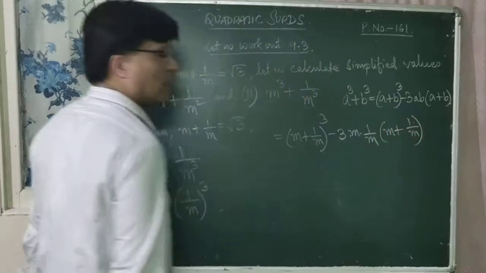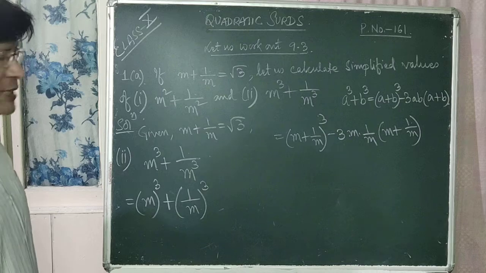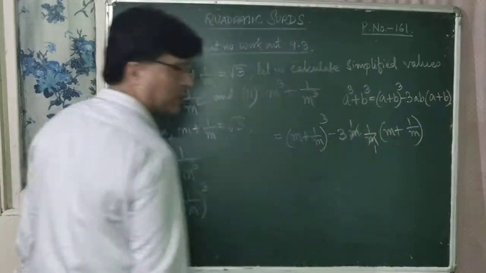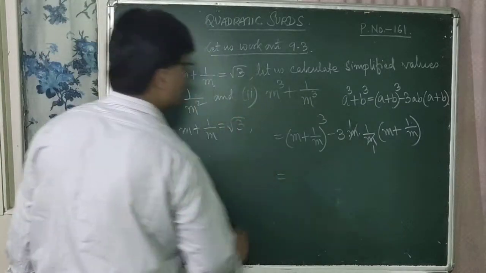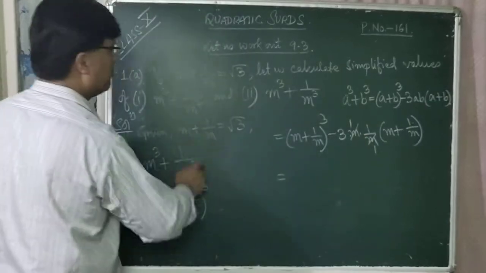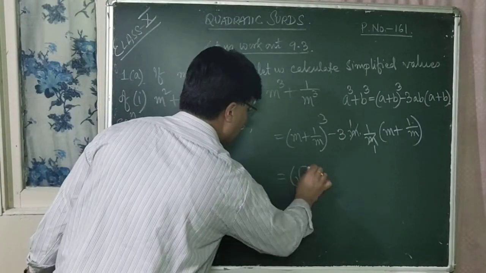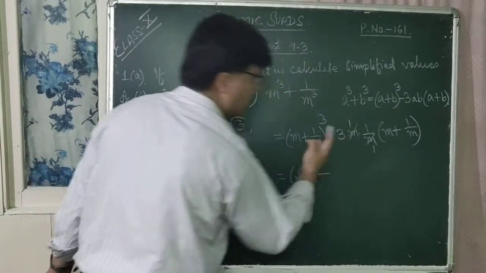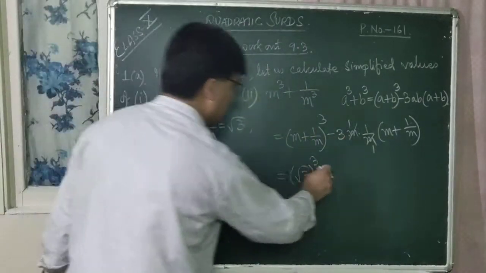It is m plus 1 upon m. Is that clear? So here you can cancel this one. It cancels. So which is equal to, now what is the value for m plus 1 upon m? It is root over 3. It is root over 3 whole cube minus, this is 1 by 1 is 1, 3 ones are 3, right?